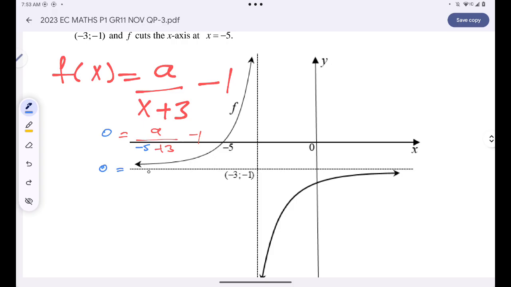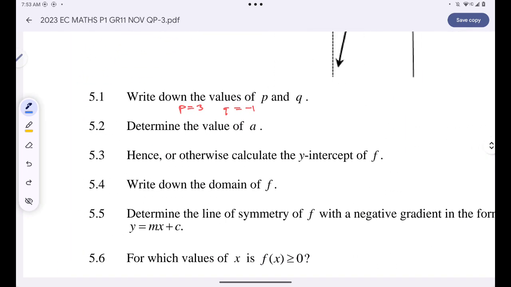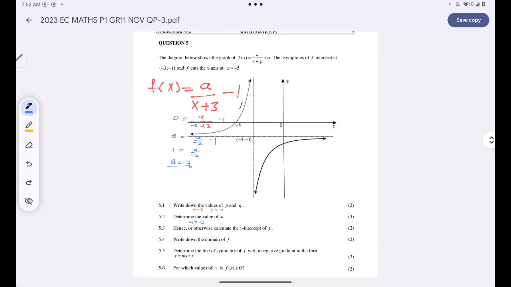So 0 is equal to a all over -2, minus 1. Just take the -1 to the other side, it will be positive. 1 is equal to a over -2. Multiply both sides by -2, then a is just equal to -2. So the value of a is -2, and it makes sense that the value of a is negative. Why? Because my graph is on the second and fourth quadrant of my asymptotes.